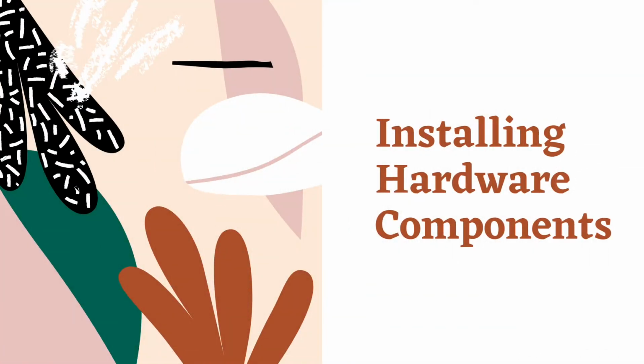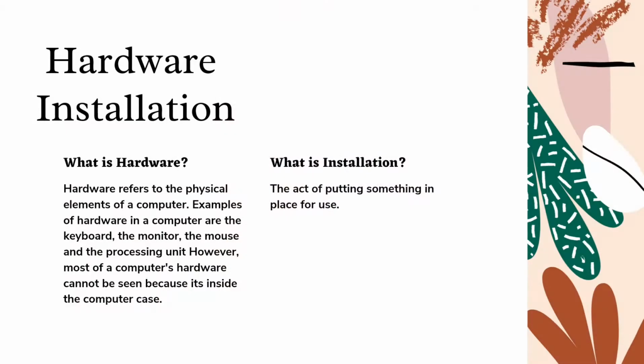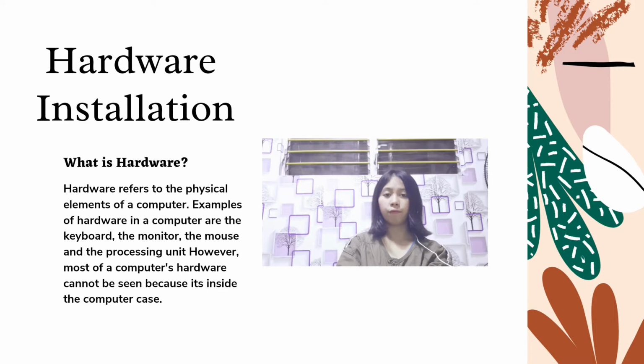In this video, I'm going to talk about the installation of hardware components. Before we go to the topic, I think we need to determine first what is hardware and what is installation. What is hardware? Hardware refers to the physical elements of a computer. Examples of hardware in the computer are the keyboard, the monitor, the mouse, and the processing unit. However, most of the computer's hardware cannot be seen because it's inside the computer space.